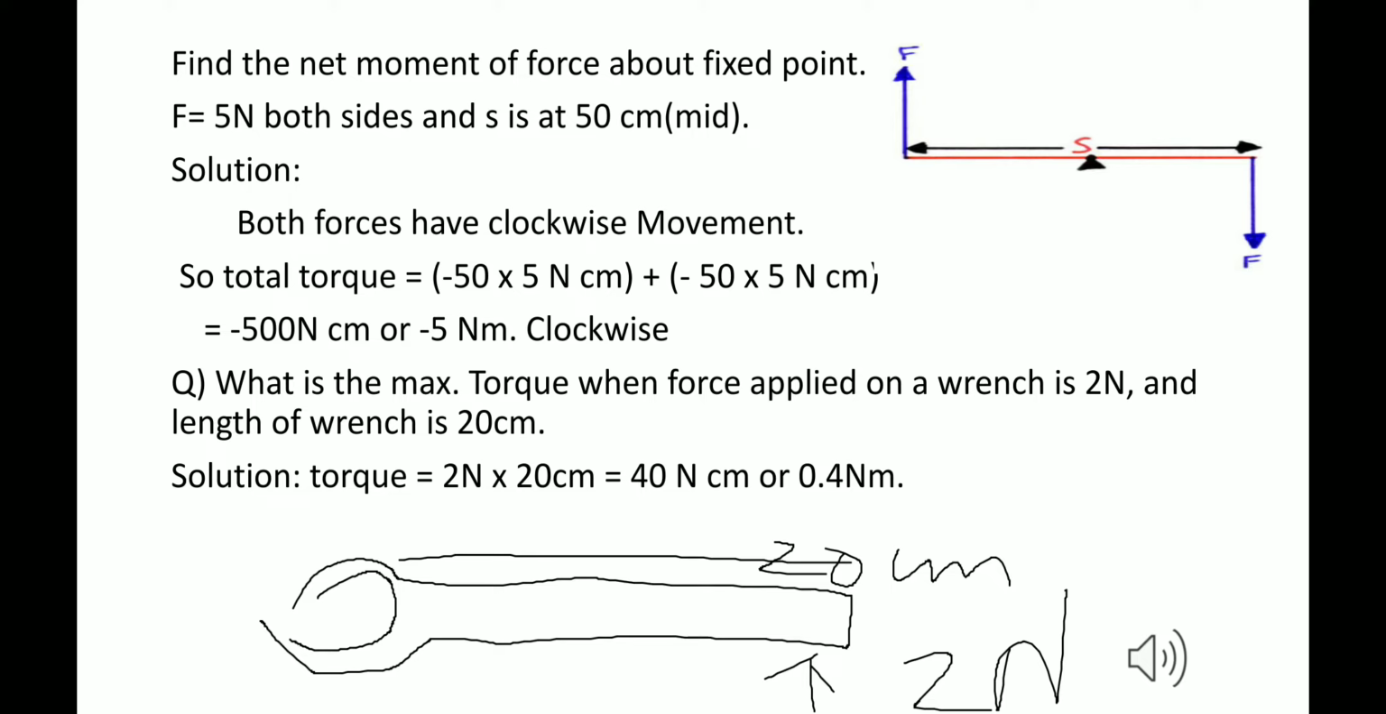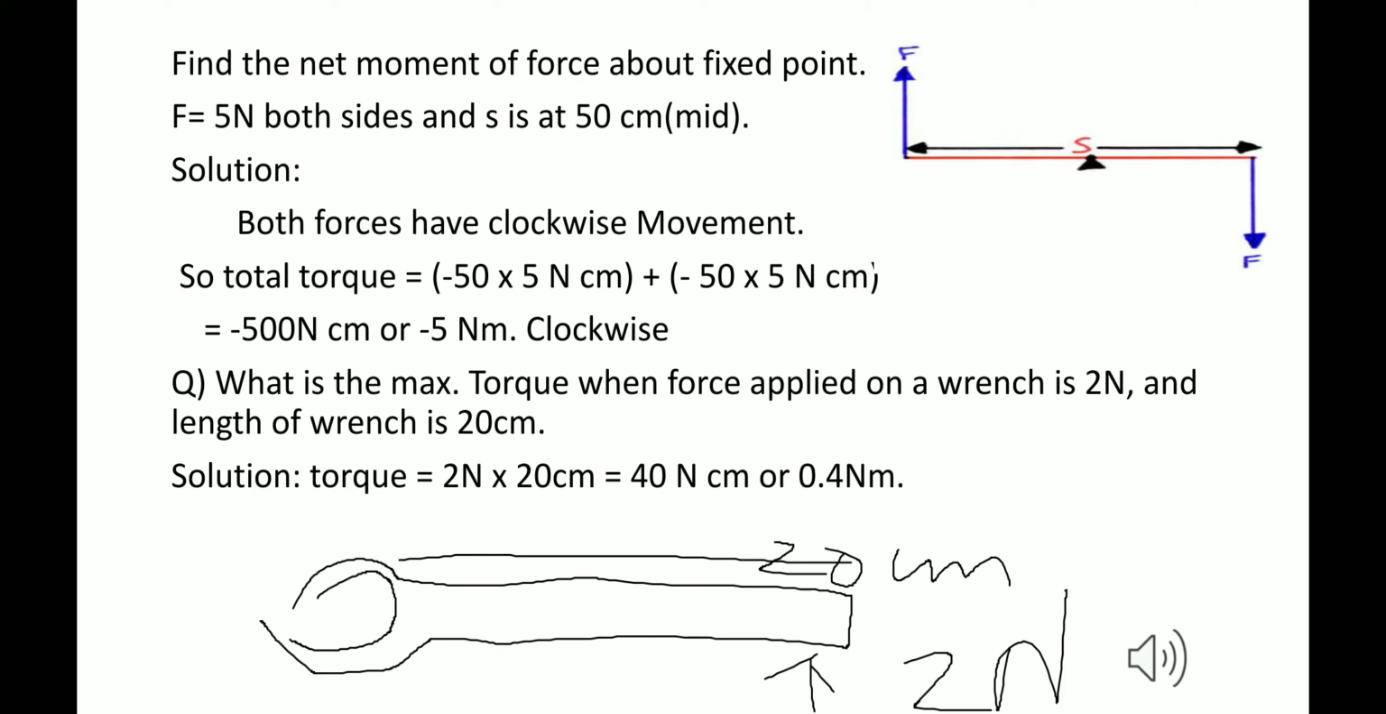We have one more question. I had spoken about it earlier also, that when will the moment of force be maximum? That is to be applied here in this question. That is why I have taken these, all are board problems. All the 3 questions which I have done are board problems. So what is the least torque when force applied on a wrench is 2 Newton and length of wrench is 20 centimeter? So solution, here I have given that force applied is 2 Newton.